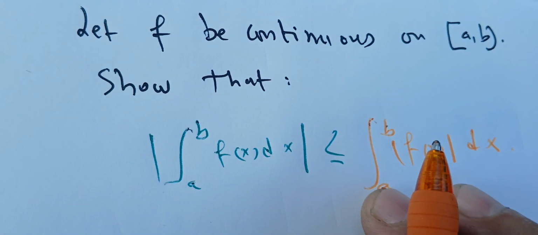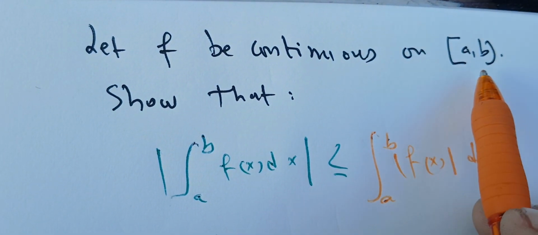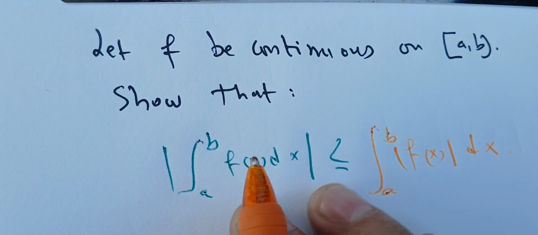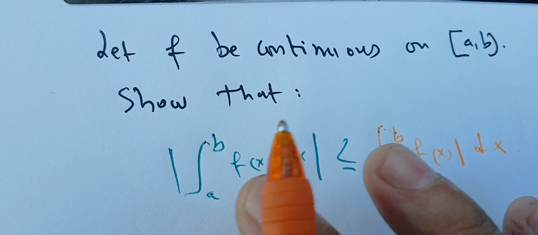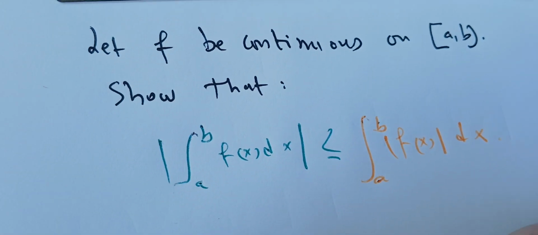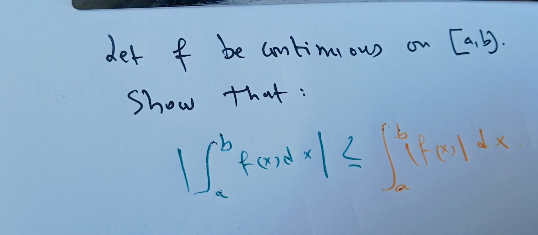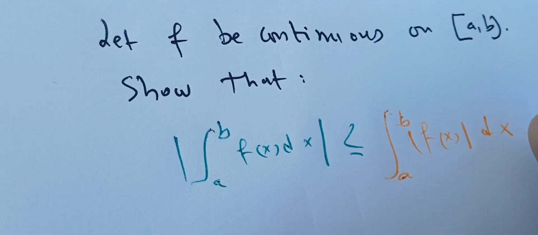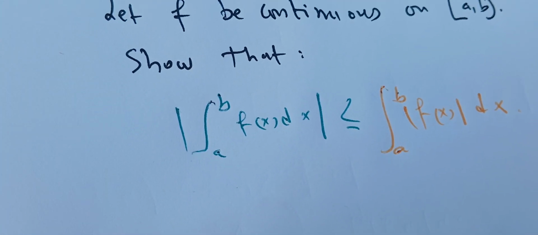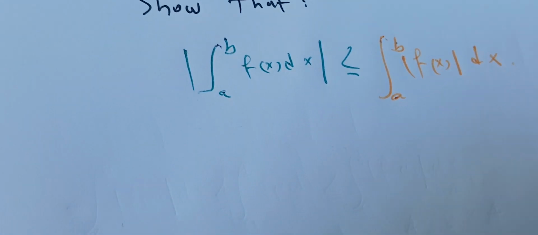Let's work this integral problem. Let f be continuous on [a, b]. We want to prove that the absolute value of the integral of f of x dx between a and b is less than or equal to the integral of the absolute value of f of x dx between a and b. Here we can give some geometrical explanation for this result.